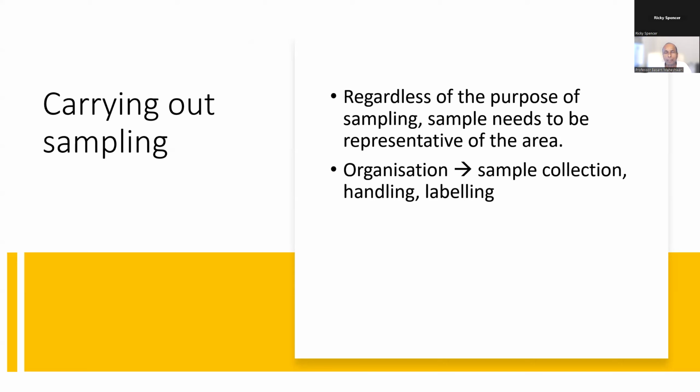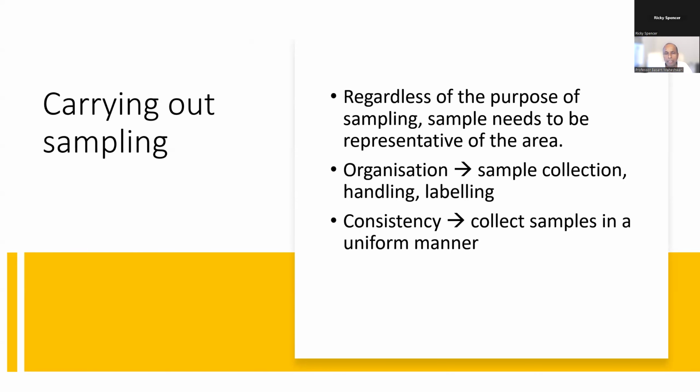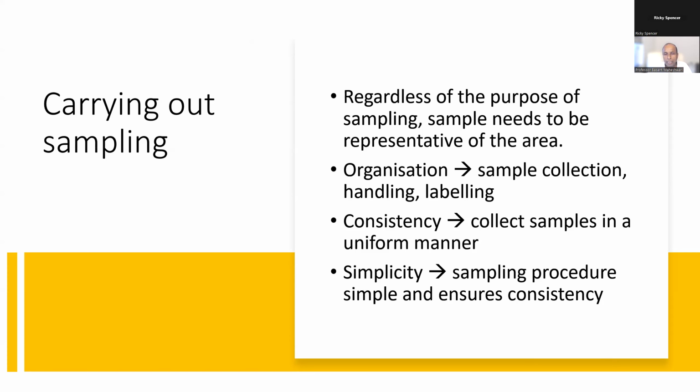So we report accurately, correctly, and also with consistency. So collect samples in a uniform manner, so there is no sort of systematic error. So whatever way you collect the sample, you repeat the same procedure for every sample. And that way we minimize any systematic error or some other random errors. And to really do good sampling, simplify the procedure and ensure the consistency.